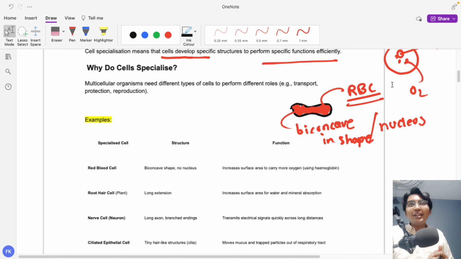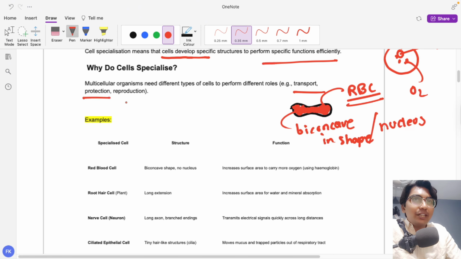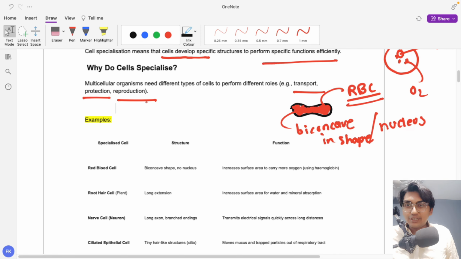Okay. Now let's look at the question: why do cells specialize? Multicellular organisms need different types of cells to perform different roles. For example, transport, protection, reproduction. So what is a single cellular organism? I have taught you guys in the last lecture. You guys should answer some questions. What is a single cellular organism? Tick tick 1, 2, 3. It's bacteria and viruses.